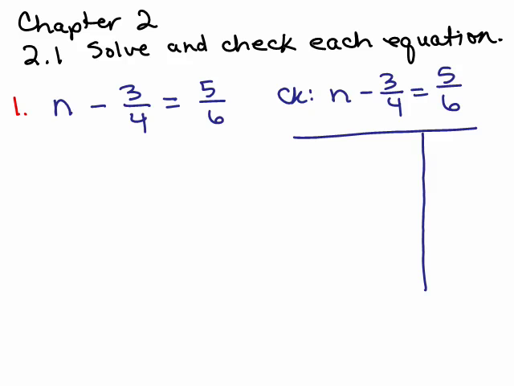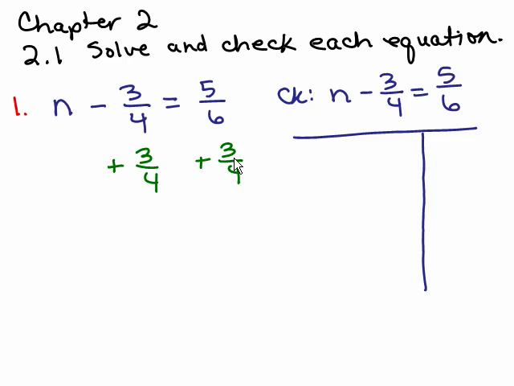All right, we're working some problems from Chapter 2, Section 2.1, where we're going to solve and check equations. We have n minus 3/4 equals 5/6. If you're not sure how to start this, think about if these weren't fractions. If it was n minus 3 equals 5, we can add 3 to both sides. But in this case, it's 3/4, so we want to add 3/4 to both sides.